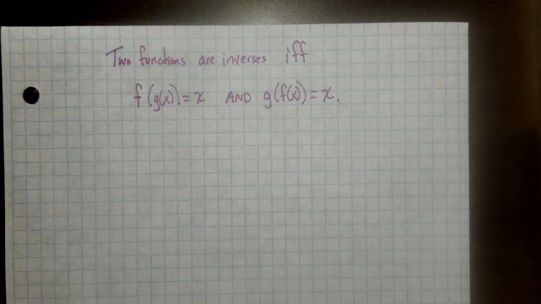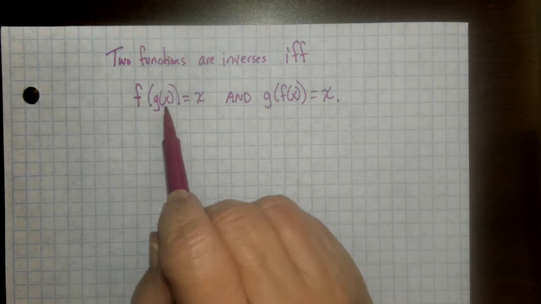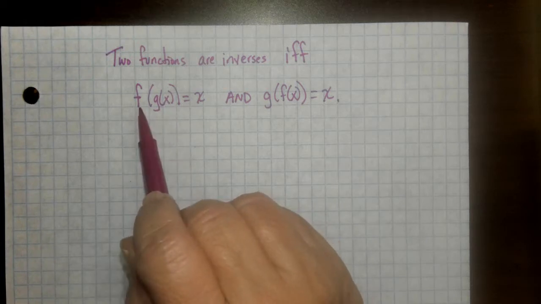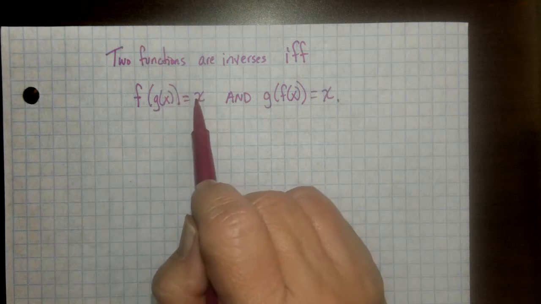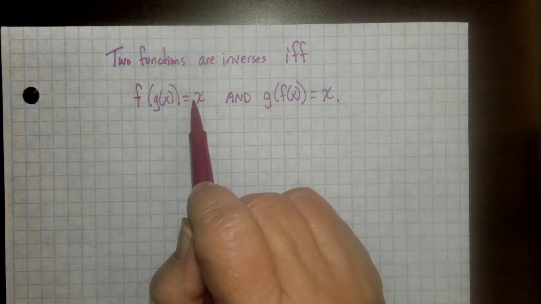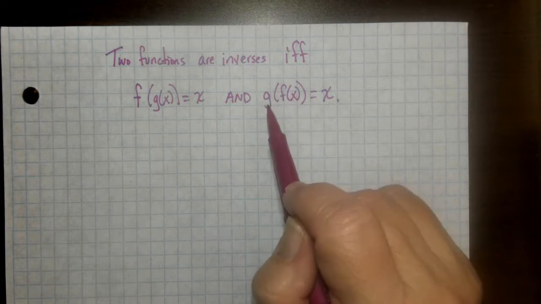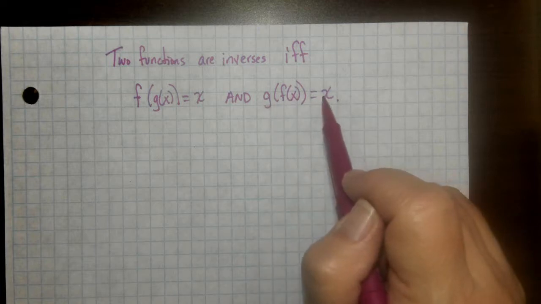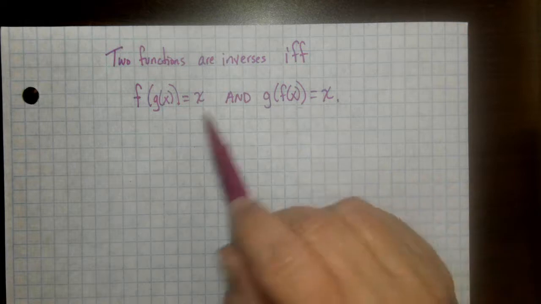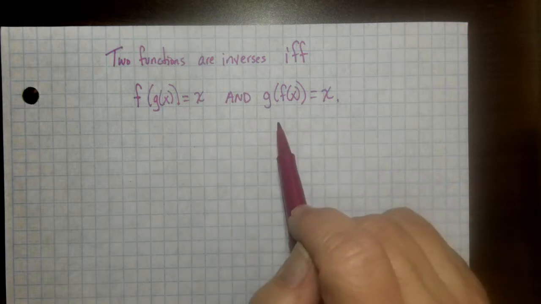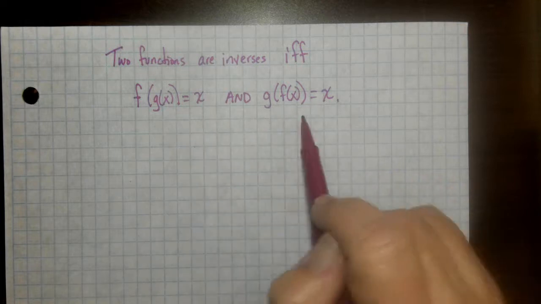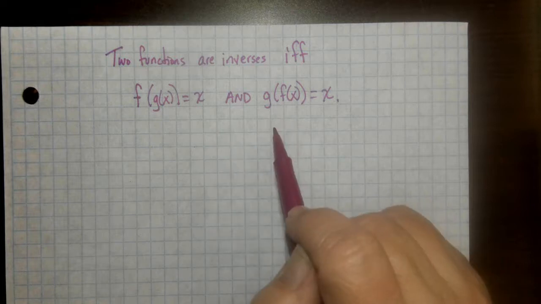So this is what this is saying. If I take x and I put it into function g and then I put it into function f and I get back to the x that I started with, and if I take x and put it into f and then put it into function g and I get back to the x that I started with, then f and g are inverses of each other. And if that doesn't happen, then they're not inverses of each other.